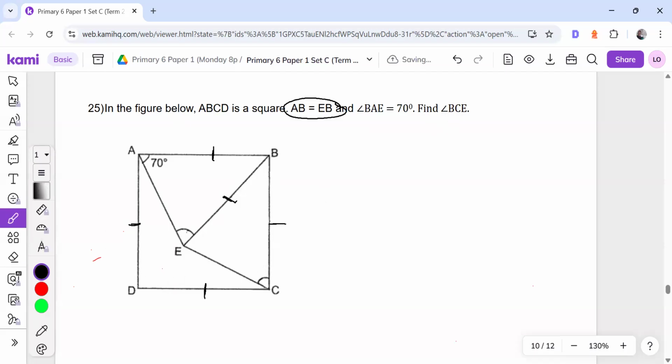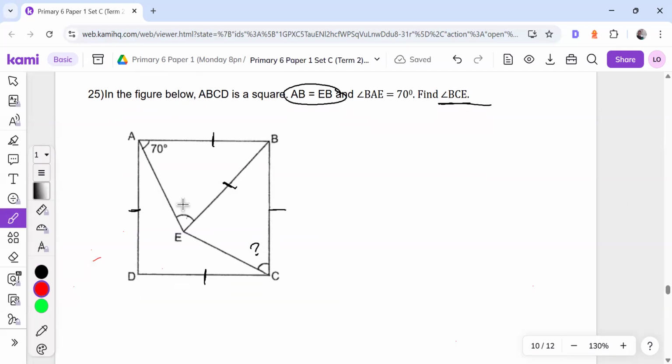Then what do we do? Next step, put question mark, angle BCE, question mark, and then next step, go and look for easy angles. Don't care about the question mark. Go and find other angles that are easy to find, right? And then you can find this angle already. So 180 minus 70, you get 40. And what do you know about squares? Square has a right angle at the corner. So 90 minus 40, you get 50.